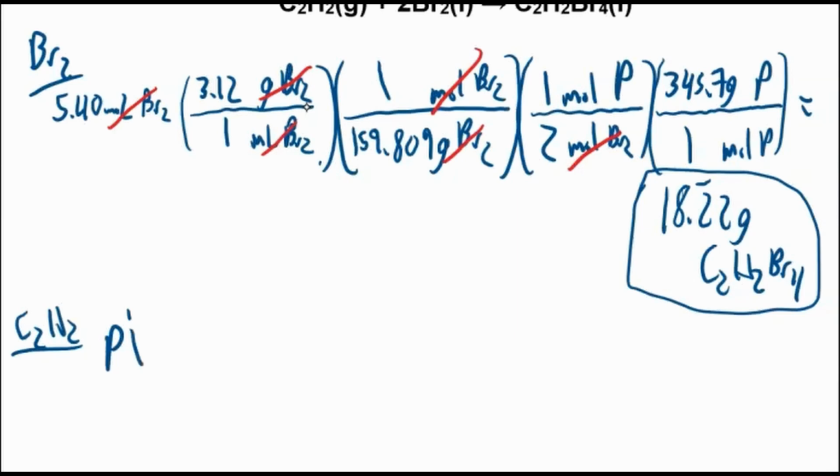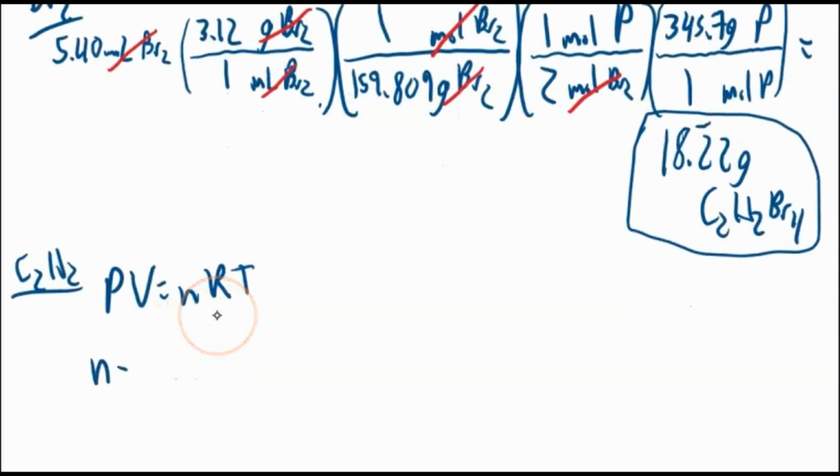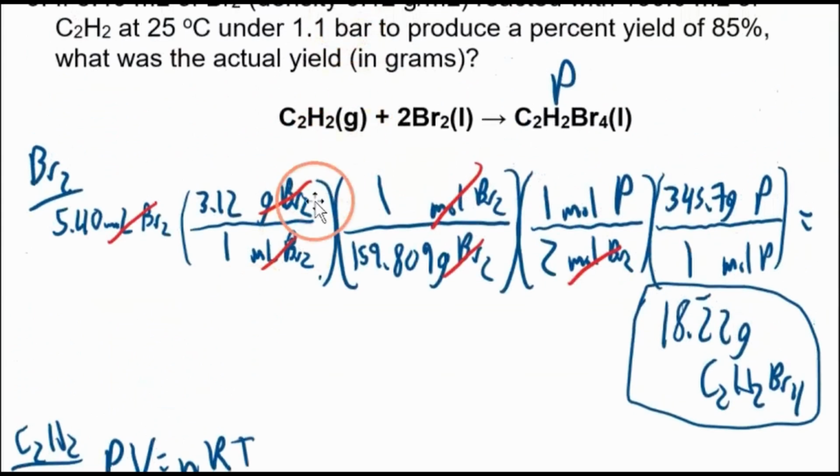PV equals nRT. It doesn't say so, but we're going to assume it's an ideal gas or a perfect gas. n is the number of moles, so n equals PV over RT. Now we just have to make sure that our units work. P is our pressure, so pressure is 1.1 bar.